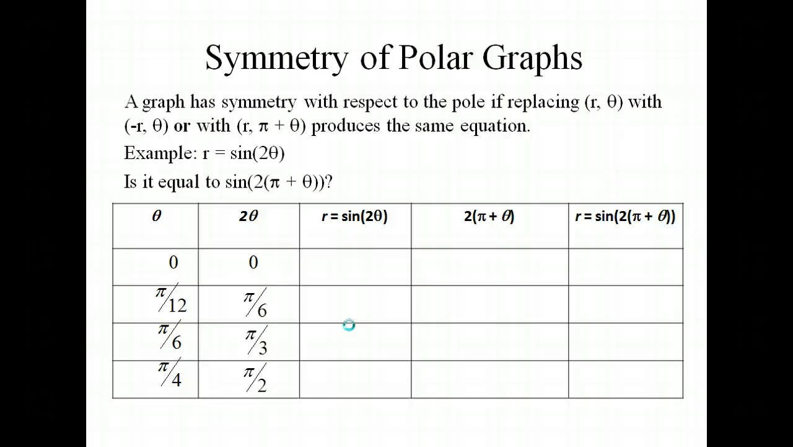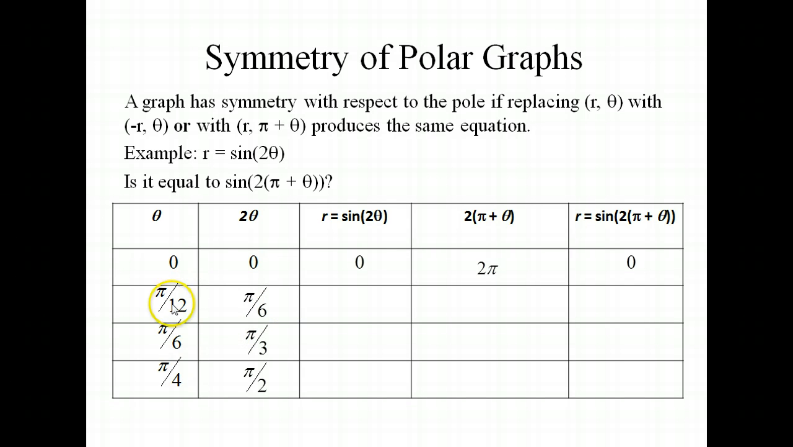So I started off with some points here, and we'll go point by point to see what happens. So we're starting off with theta equals 0. So 2 times 0 is 0. So we still have 0 here for the sine. And then we want to add pi to our angle measure. So we're going to end up with an angle of 2 pi that we want to plug in and find the sine of. And that's still going to be 0.